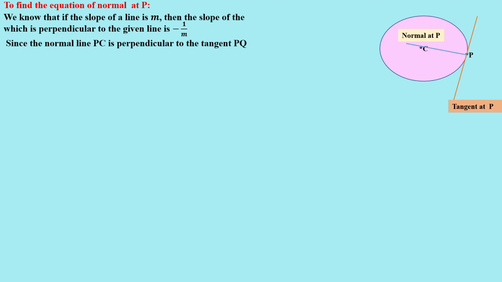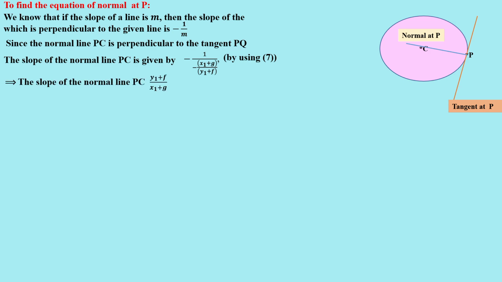Since the normal line PZ is perpendicular to the tangent PQ, the slope of the normal line PZ is given by minus 1 by m, where m is minus (x1 plus g) by (y1 plus f). So minus 1 by m is minus 1 by minus (x1 plus g) by (y1 plus f). Writing the reciprocal, minus of minus gives plus, so it is (y1 plus f) by (x1 plus g). That is equation number 10. Hence the equation of the normal, in point-slope form, is y minus y1 equal to m into (x minus x1), that is y minus y1 equal to (y1 plus f) by (x1 plus g) into (x minus x1).